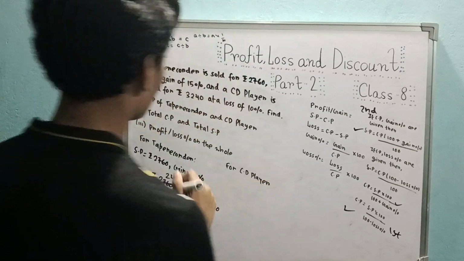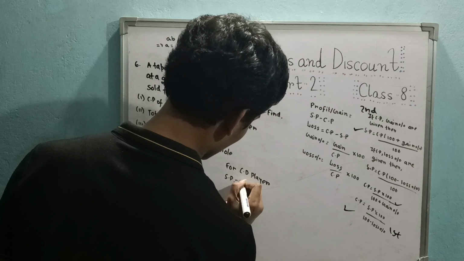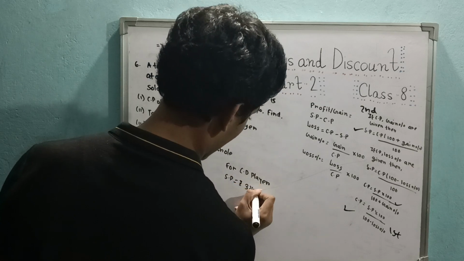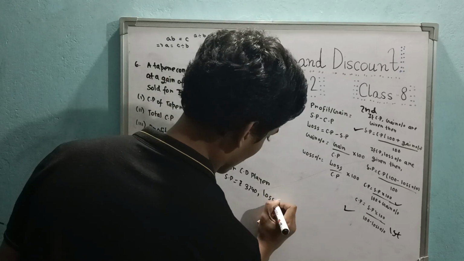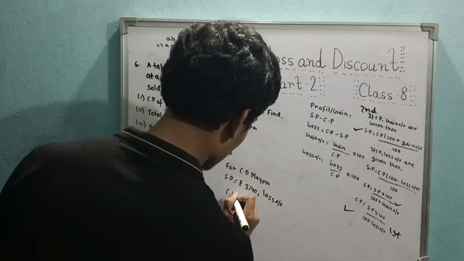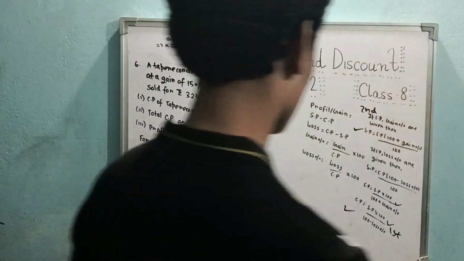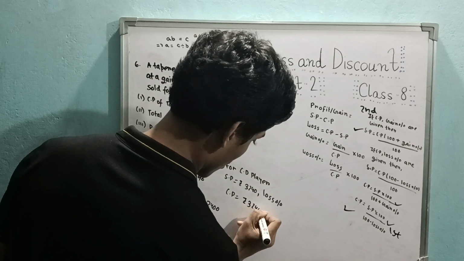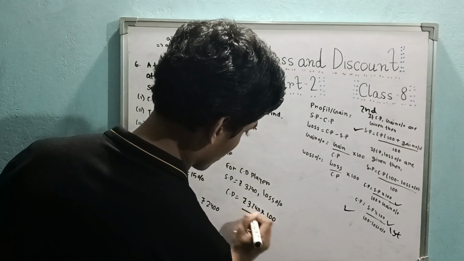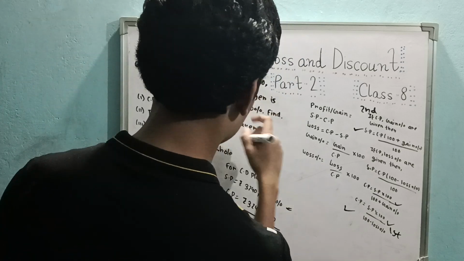Now for the CD player, here you have the selling price of the CD player is rupees 3240, and after you sold it at this price you had a loss of 10%. Therefore CP will be equal to what you know. Now use this formula again, you'll get the answer. So see, SP into 100 by 100 minus loss percent, 10%.